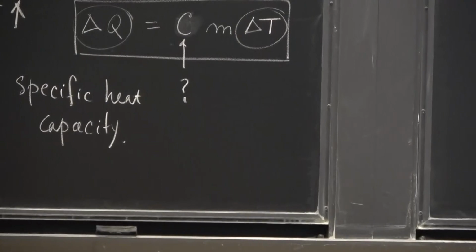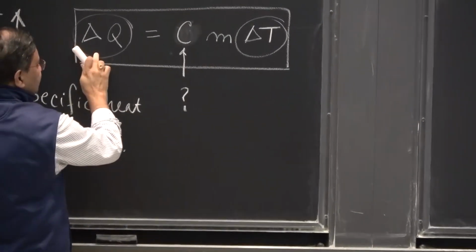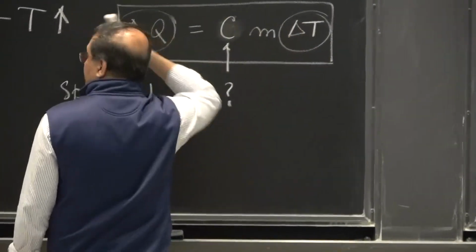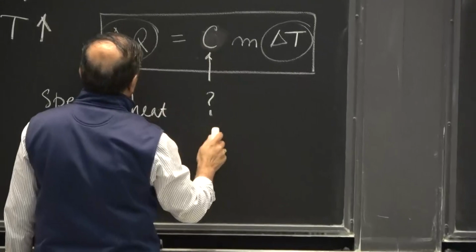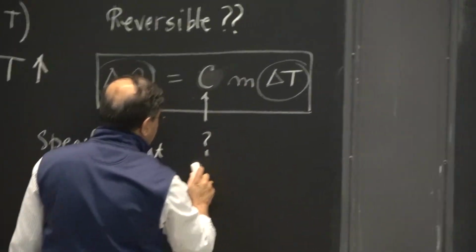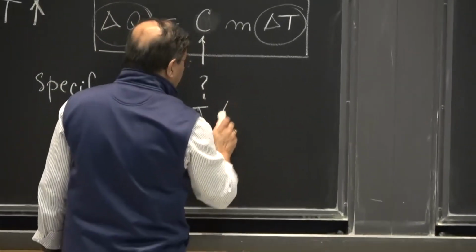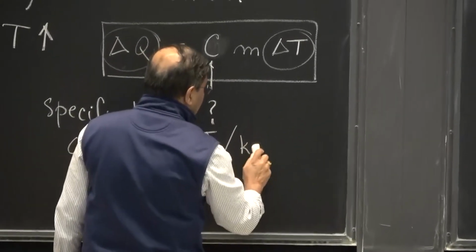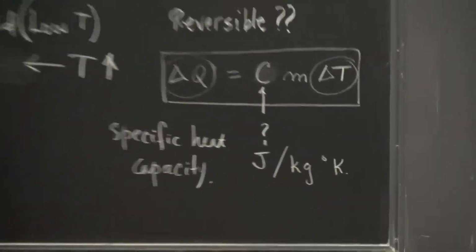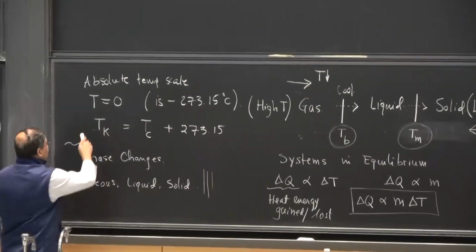And specific heat capacity is measured because this is energy, and this is in kilograms, and this is in degrees Kelvin, because I introduced the absolute temperature scale. So specific heat C is measured in joules. Joule is a unit of energy, obviously, per kilogram and degrees Kelvin. Degree Kelvin is the same as Celsius, excepting that you have this special temperature scale that I introduced.